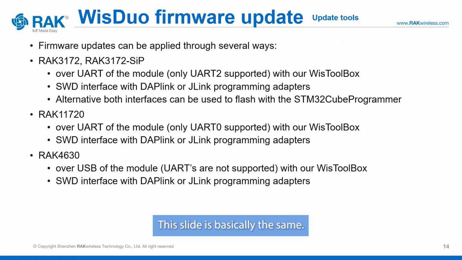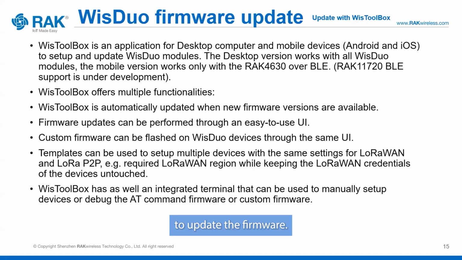Okay, this slide is basically the same I already showed earlier, the different ways to update the firmware. Just 2 slides about WisToolBox. It's an application that we developed, which is running on desktop computers and mobile devices at the moment, available for Android and iOS. And it is a helpful tool to set up and update WisDuo modules. The desktop version works with all WisDuo modules. The mobile version works at the moment only over BLE with the 4630.